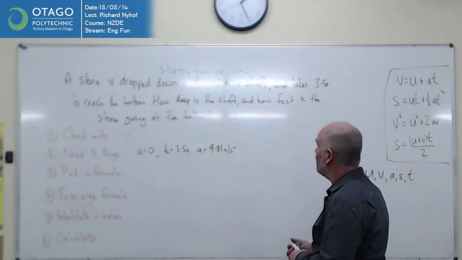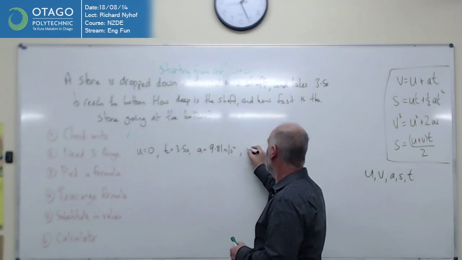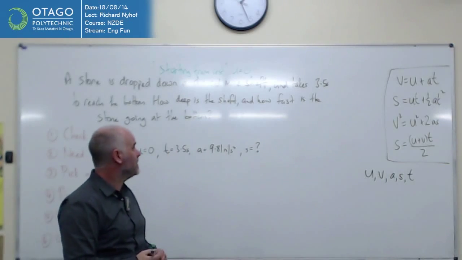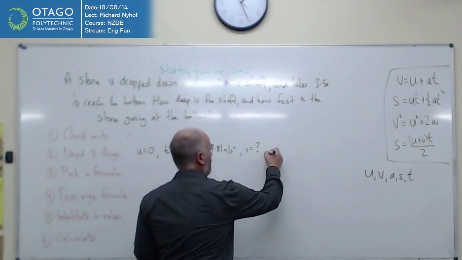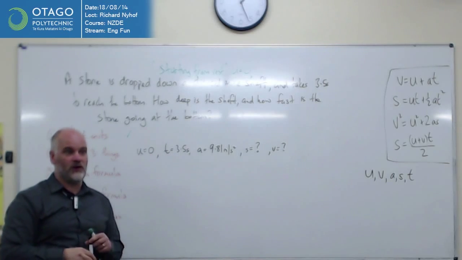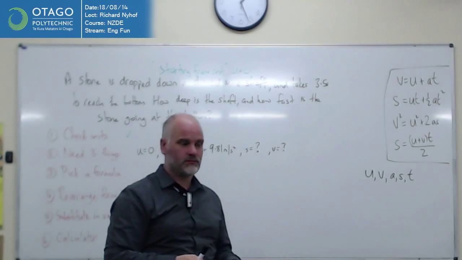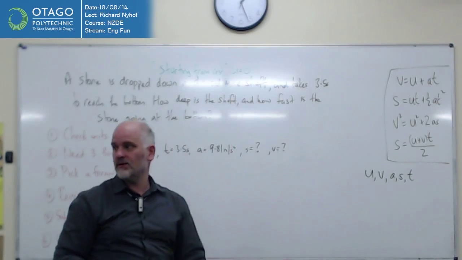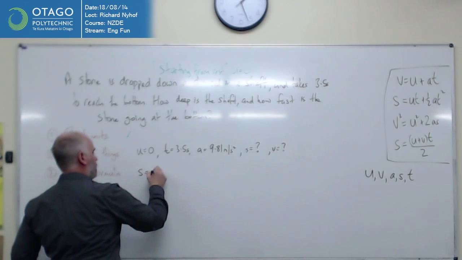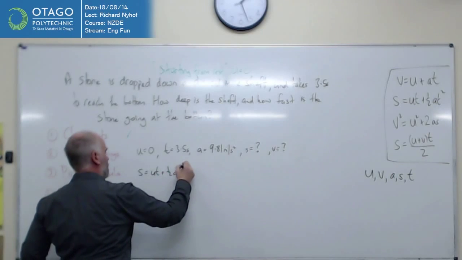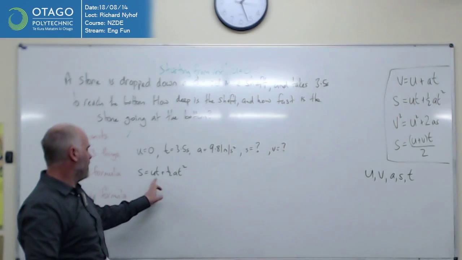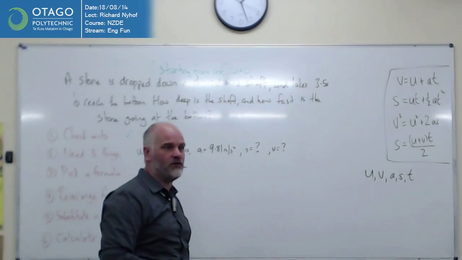What are we trying to find? How deep is the shaft? So for the first bit, we're trying to find S, and for the second bit, we're trying to find how fast it's going at the bottom. So which formula do you want to use for the S bit? Okay, it makes sense to me. Nathan selected this formula. It's got U, T, and A that we know, and S that we're trying to find. So that looks like a fine formula.